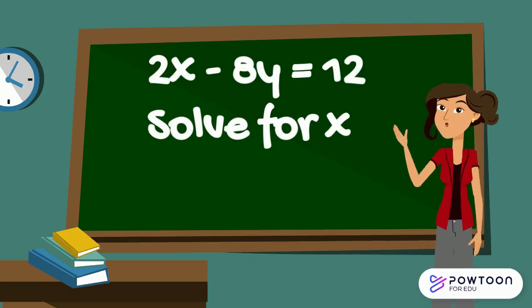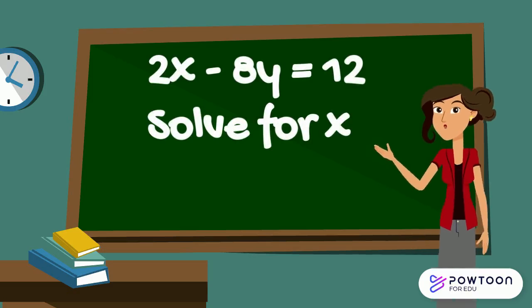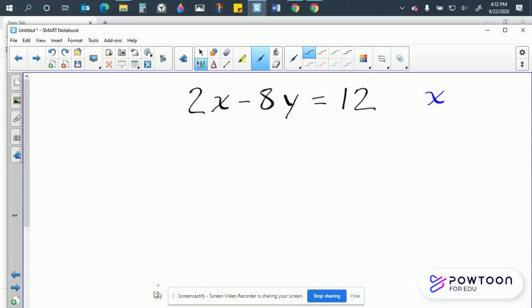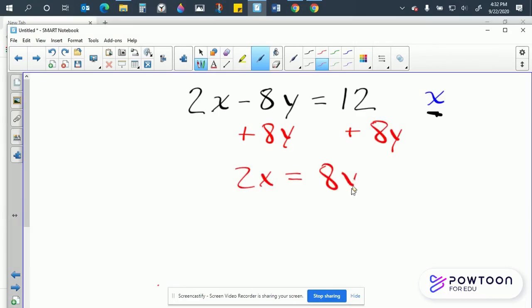Now it's your turn to solve 2x minus 8y equals 12 for x. In order to solve for this x, first we need to move the 8y to the other side. So it's a minus 8y, so we will add 8y. We're left with 2x on the left, and 12 and 8y are not like terms, so we leave them separate.